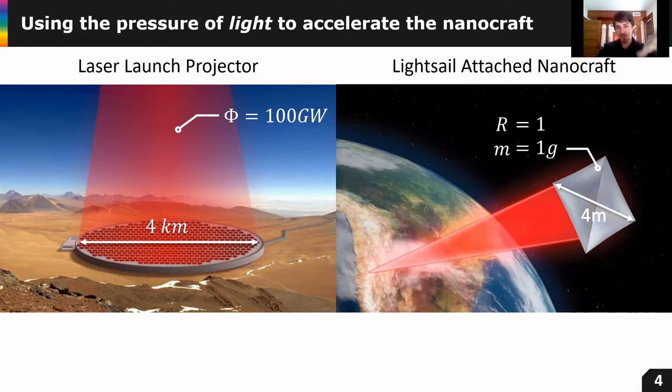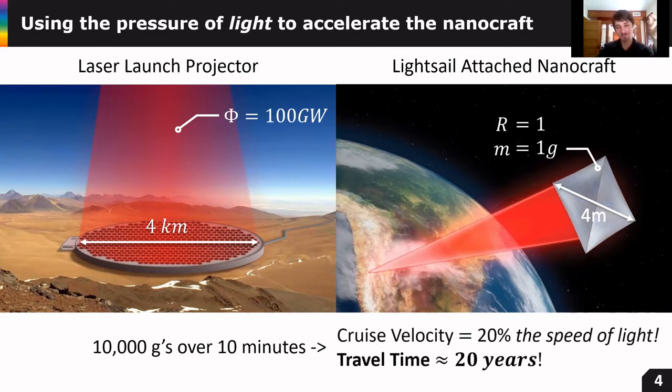And given these configurations, high power, low mass, the nanocraft can achieve 100 Gs of acceleration, and if applied over a time period of 10 minutes, can achieve 20% the speed of light, reducing that travel time to Proxima from 70,000 years to just about 20.